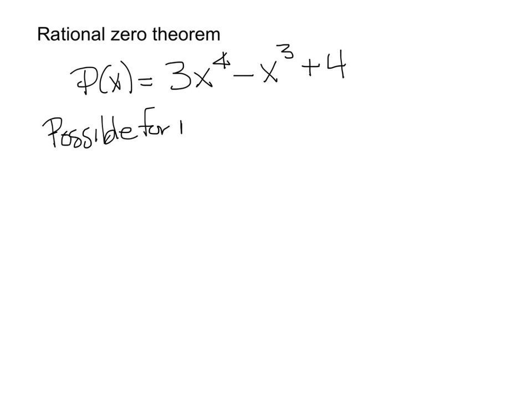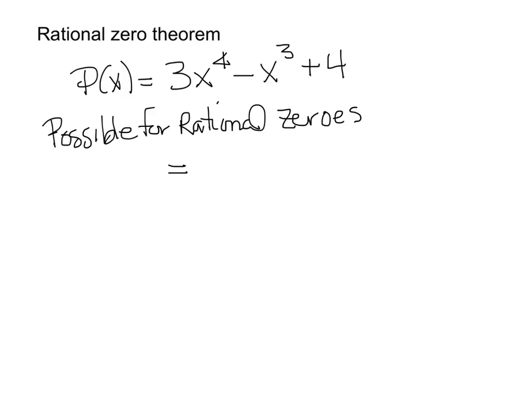rational zeros. So this doesn't help us with irrational zeros. It doesn't help us with complex zeros. It only is going to help us find rational zeros. And even then, this is a list of places just to test, okay? Not all of these will be zeros. But what it says is these rational zeros, if there are any at all, will come from this list.